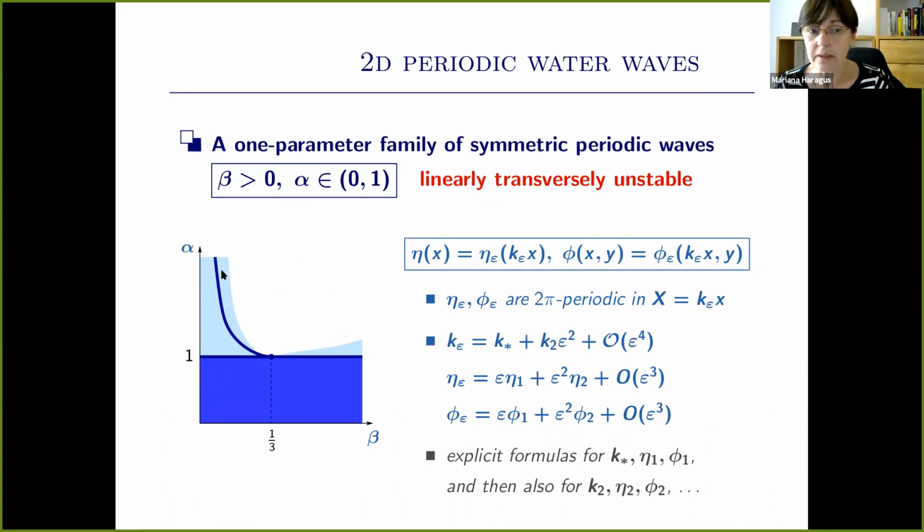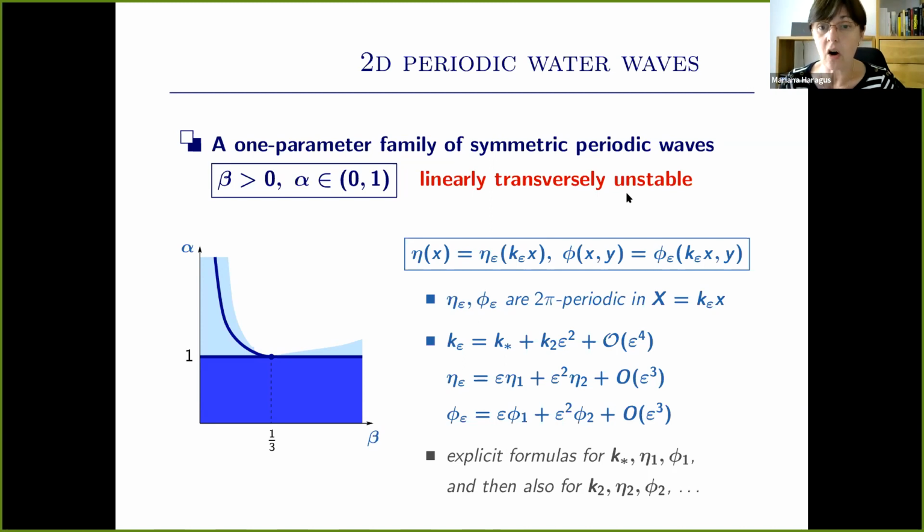So with Tien and Eric, we started to investigate this problem. We started actually with the dark blue region here. So fixing alpha and beta in this region here, our result shows that first, there is a one parameter family of periodic waves with small amplitude. One can compute Taylor expansions of these waves, which are actually needed for the arguments later. So we have explicit formulas of the leading order terms in these Taylor expansions. So we have these periodic waves, and our result shows that all these periodic waves are linearly transversely unstable.